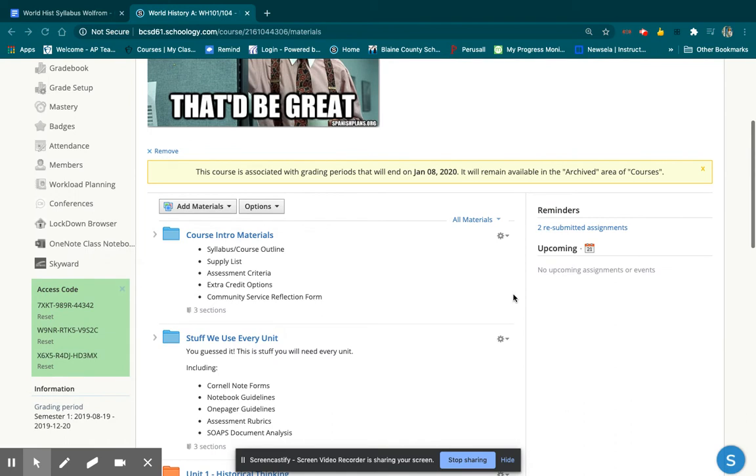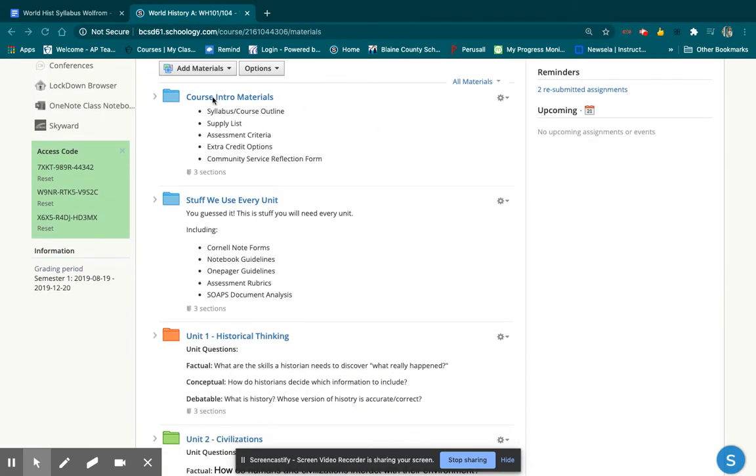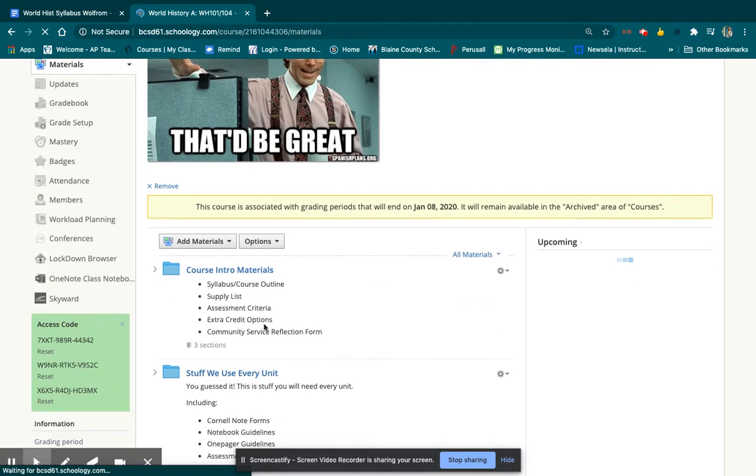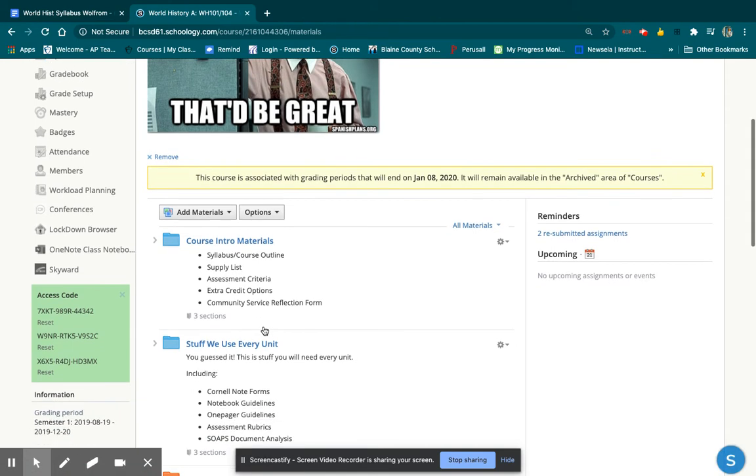When you're in Schoology, you can find this information in the course intro materials folder. So you will just go in on your landing page into course intro materials and find everything that you need, including a supply list, course outlines, which also is your syllabus, assessment criteria, how you will get grades in this class, and rubric descriptors. You must go through and read all of those things. I am going to go over the syllabus with you and the supply list really quickly, and the assessment criteria, but everything else you need to go through on your own.